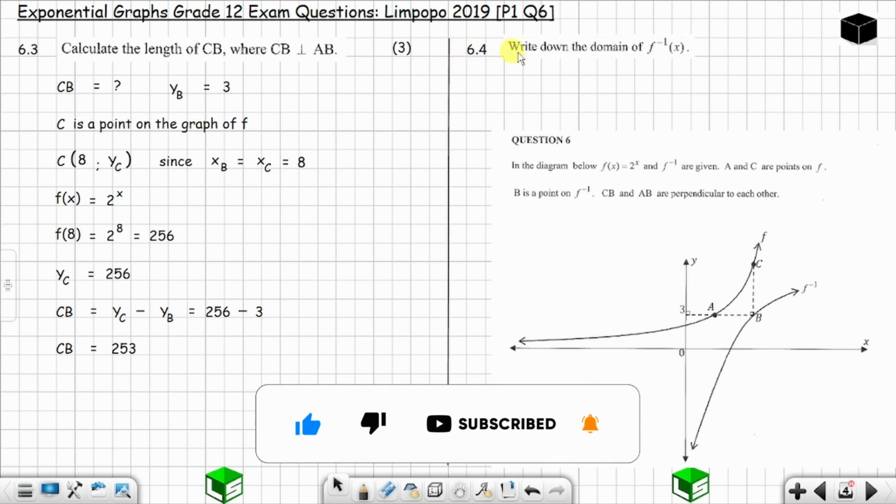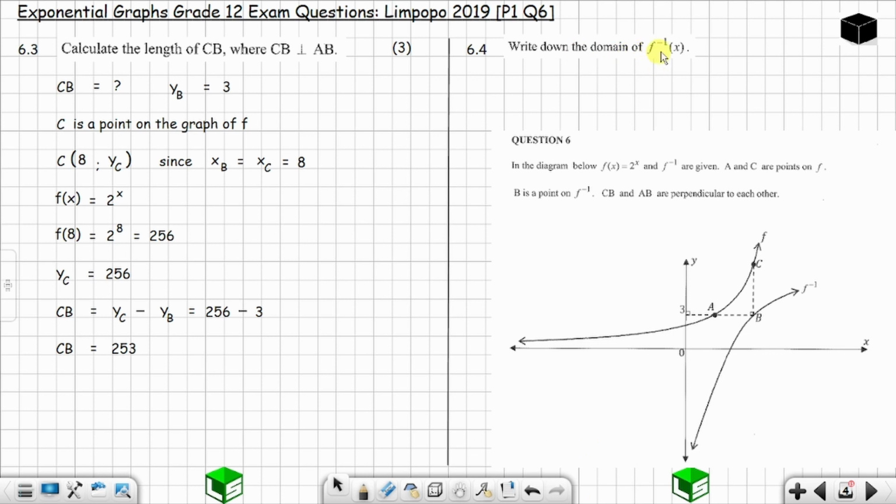6.4 is, write down the domain of the inverse of f. The question is 1 mark. The domain of the inverse of f, you can see this is the inverse of f, right? This is the inverse of f. The domain is found on the x-axis. You take all the values of x that exist for this graph. You have the inverse of f, there it is, and you are requested to get what? The domain. The domain is found on the x-axis. You take all the values of x that exist for this graph.